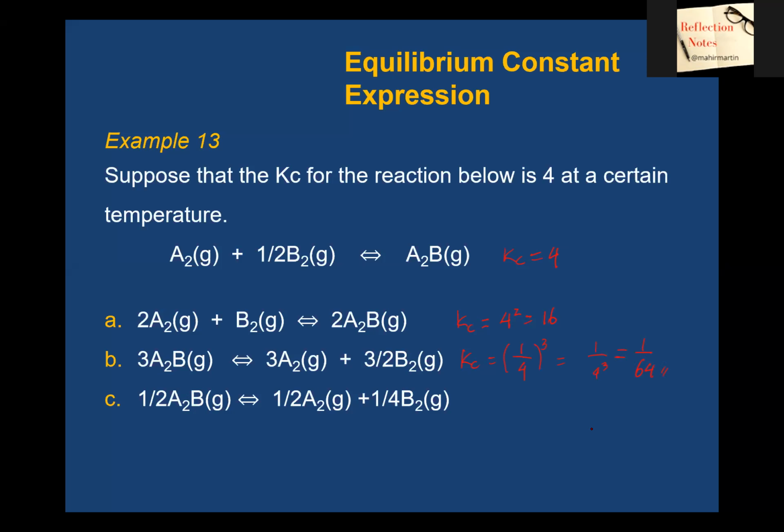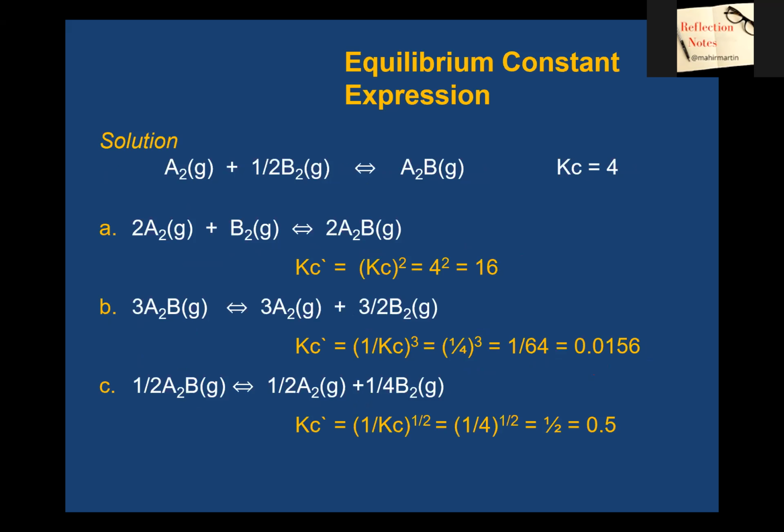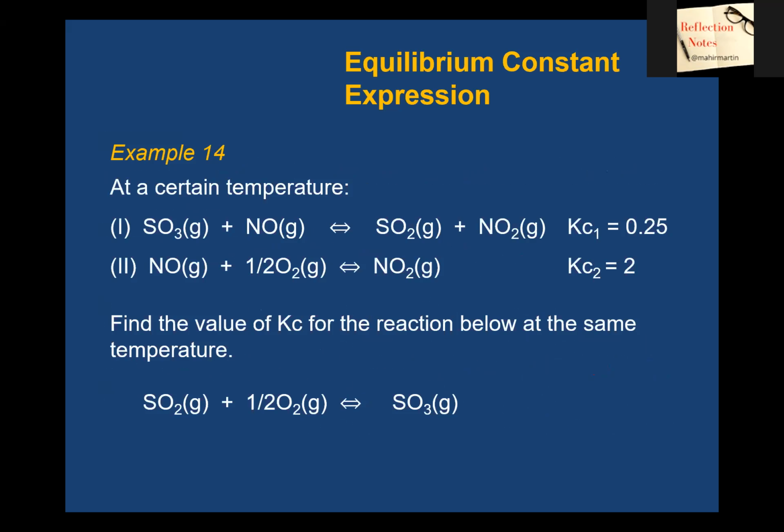Very good. C, 1 over 2. You reverse first, isn't it? You reverse to 1 over 4 and then multiply by half, so the power of half. So it is 1 over square root of 4. So it is 1 over 2. Very good. You get the answer for this? Okay. Yes, this is the answer. Right, now another reaction here.